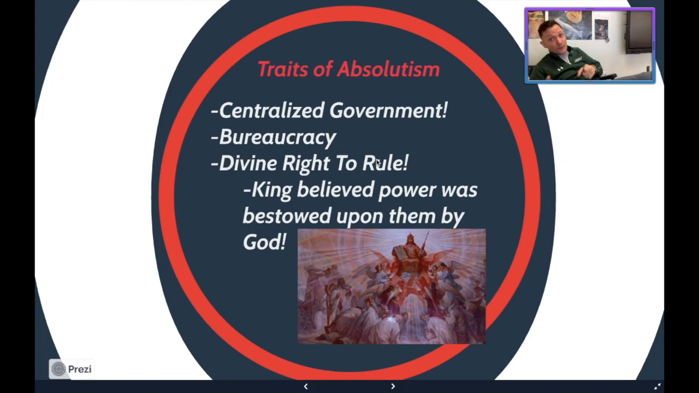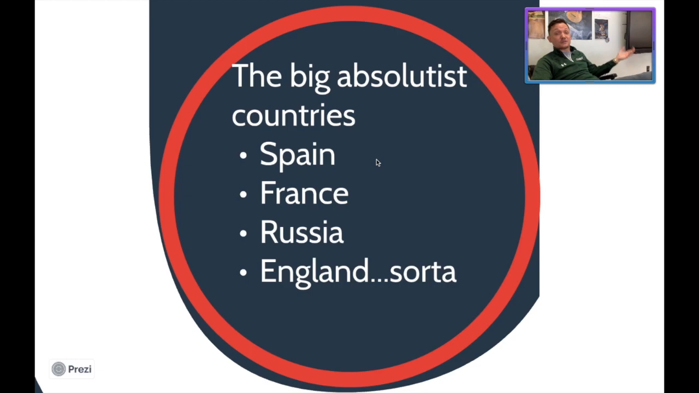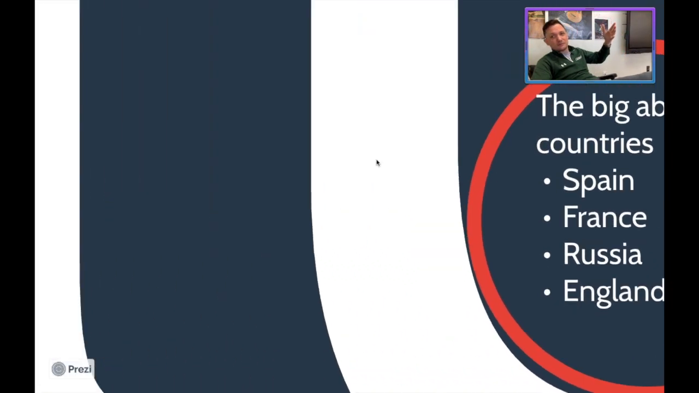But we will talk more about all that stuff when we get back into class, because we're then going to start moving into our big absolutist countries: Spain, France, Russia, and England. Sort of, kind of, right?